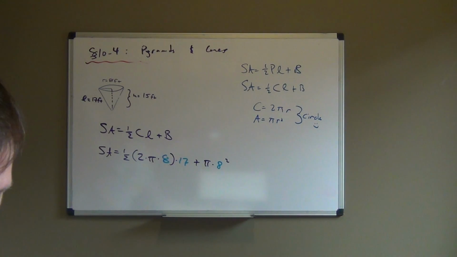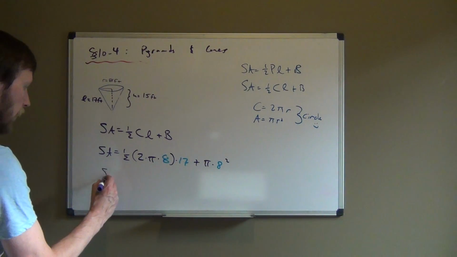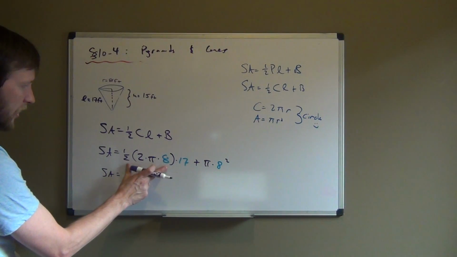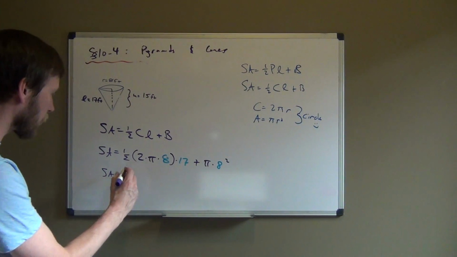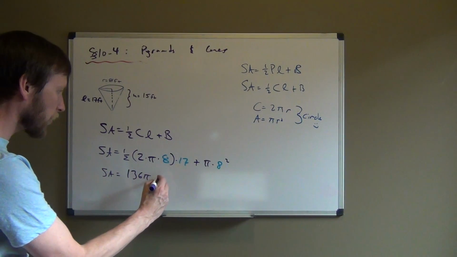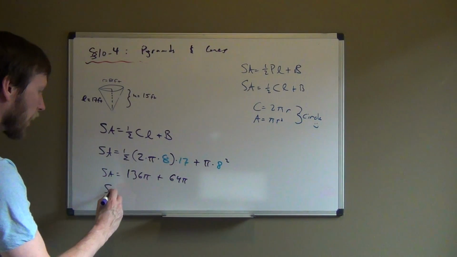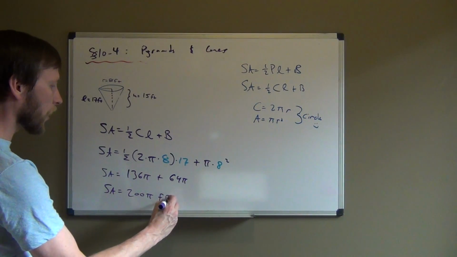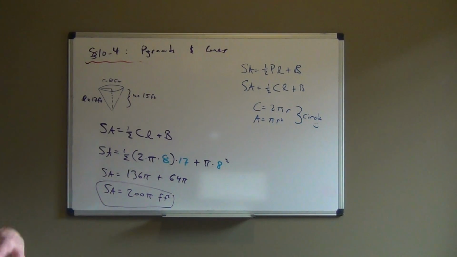Get those numbers out, make sure that you do your multiplication there to find out that the surface area is half of 16 is 8, and 8 times 17 is 136. I got 136 pi, and then I've got 64 pi, and together those add up to make 200 pi, and this again is square feet. All right, let your calculator do that work. Again, we're working in terms of pi just like we did in our first section.